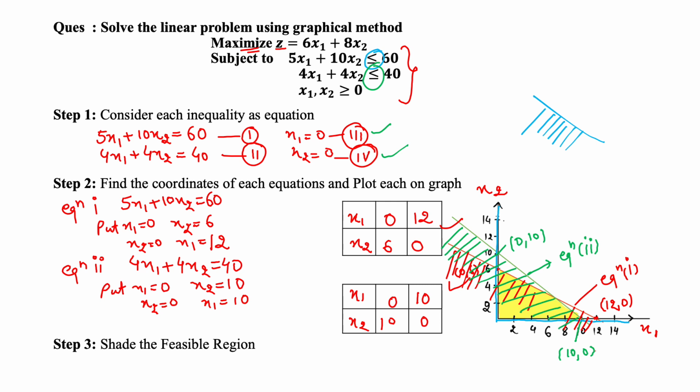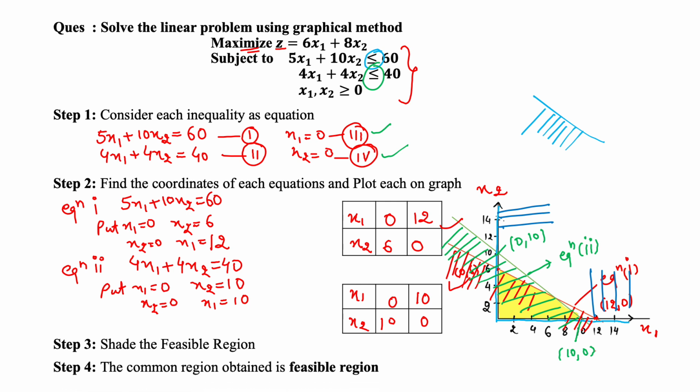Next, for x2, it should be greater than 0, so this is my feasible region. For x1, this whole first quadrant. So in the first quadrant, what is my common region? That will be my feasible region. So this yellow color, if you see, will give me the feasible region, meaning it's a common region for all the equations.